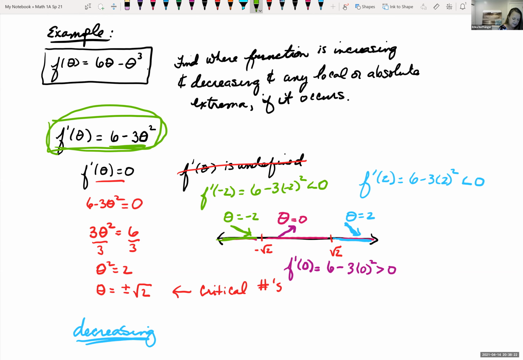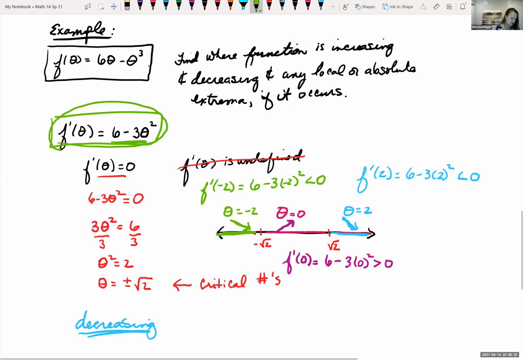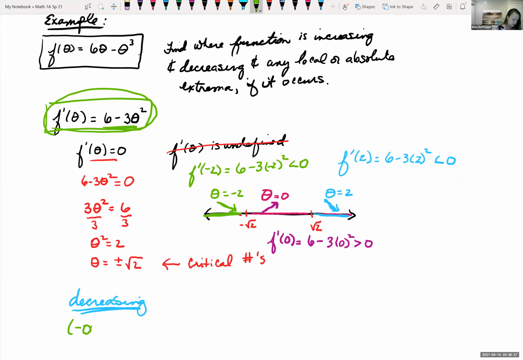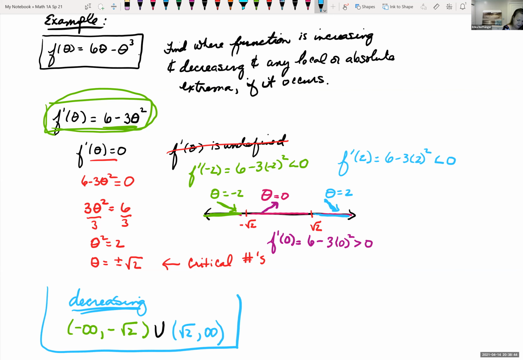Notice that it's decreasing from -∞ to -√2. And then union, it's decreasing from positive √2 to infinity. And it's increasing on this interval between -√2 and positive √2.